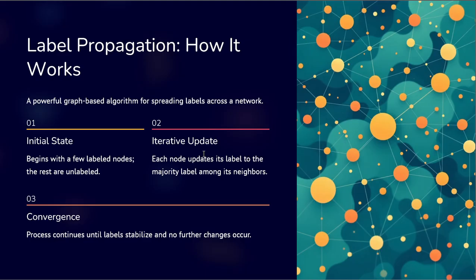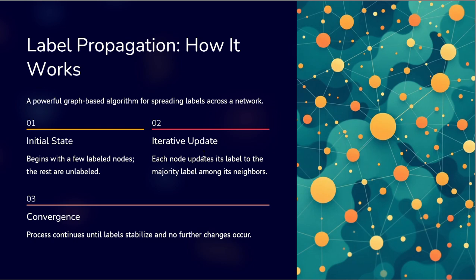Okay, it's actually simple. The algorithm starts with a few nodes that already have labels, while the rest are unlabeled. Then, in each round, every node looks at its neighbors and picks the label that is most common around it. This keeps happening again and again until nothing changes anymore. At that point, we say that the labels have converged and the process is finished.